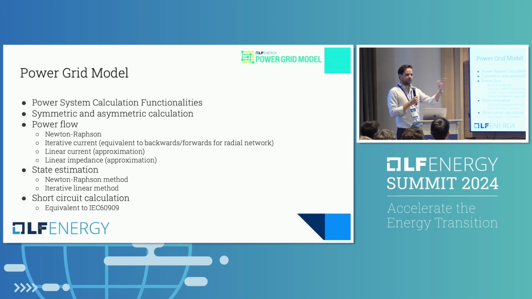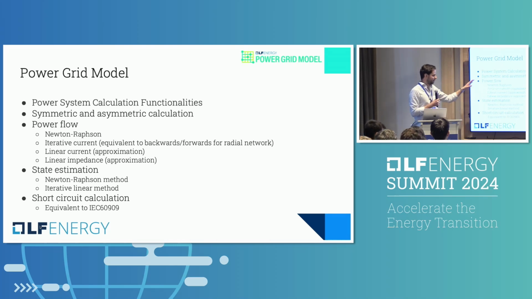What if we add measurements to the grid that have a certain uncertainty? What is statistically the most probable state of the grid? And short circuit calculation. So what if a fault occurs in the grid? What will happen?